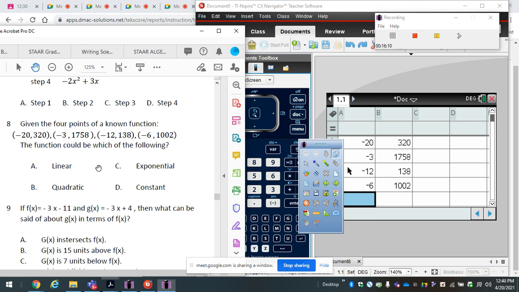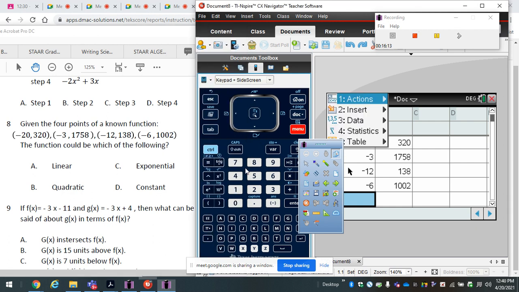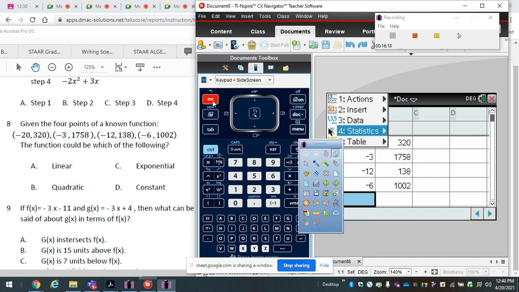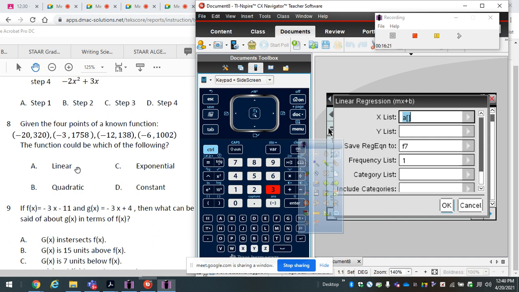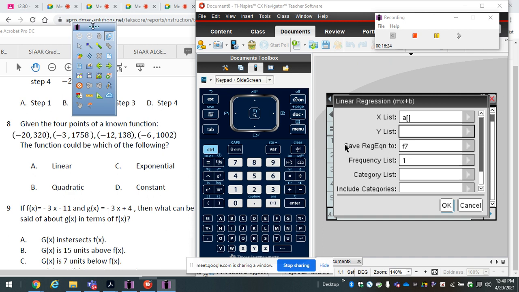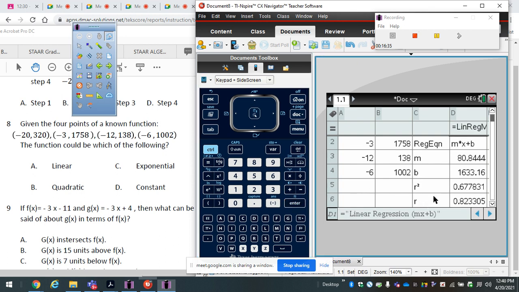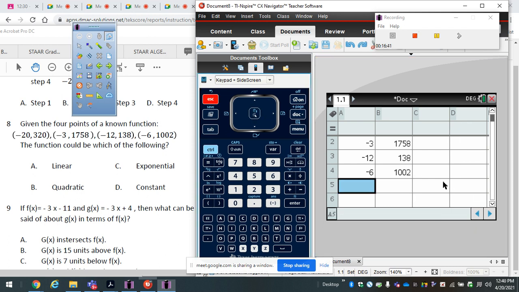First, I want to check if it's linear. The way you do that is you go to menu, 4, 1, 3. I'm checking if it's linear, right? If it's linear, this should be r and r squared should be 1. They're not, okay? Not linear at all. I'm going to control escape, get rid of that.